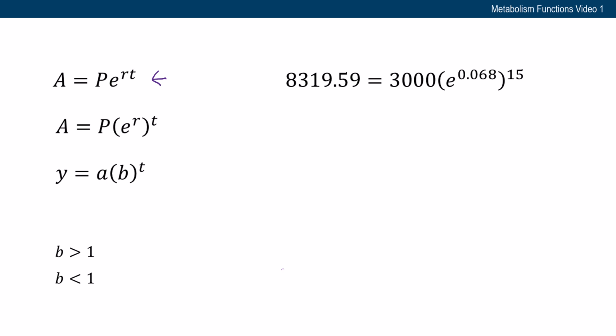I want you to take 20 seconds, pause the video, and think about what each of those three numbers represent. Okay, so you should have identified that 3,000 represents our principal. The 8,319 represented our accumulated balance, and the 15 represented our time. And then this right here represented our rate. In this case, it would have been 6.8% as our rate, our APR.